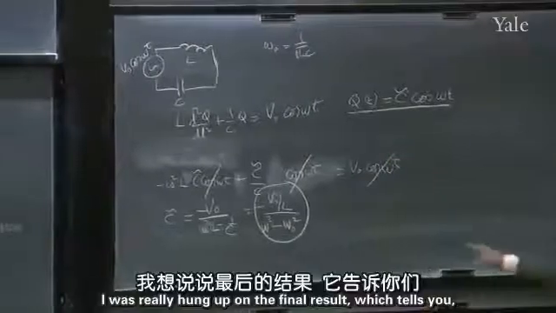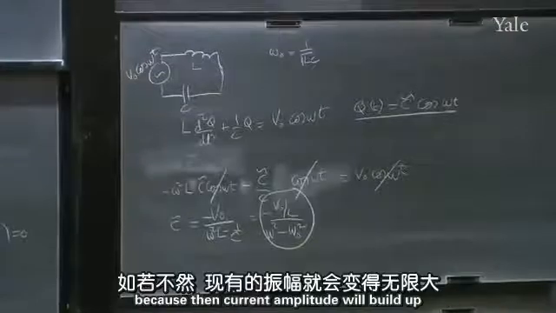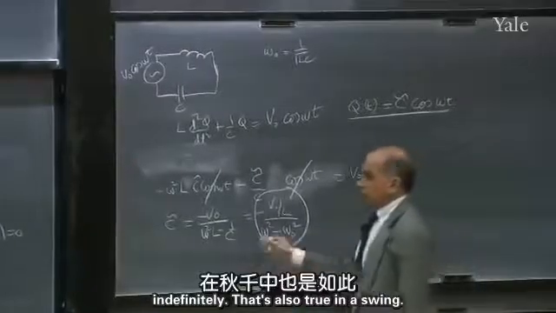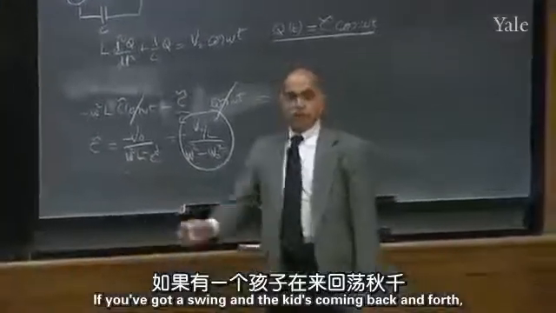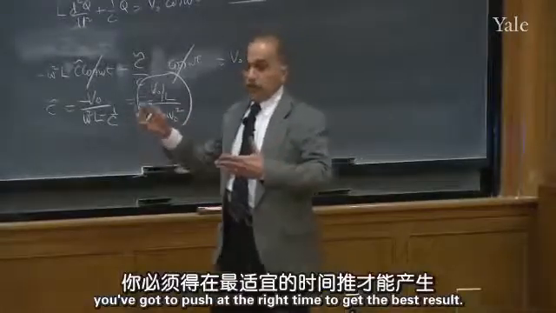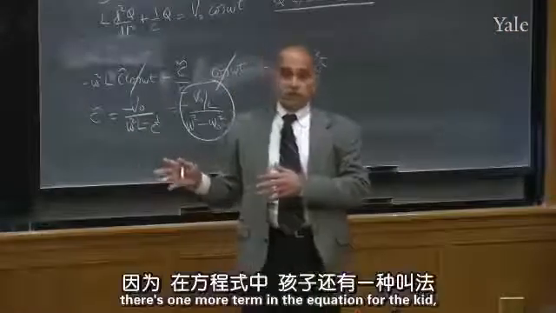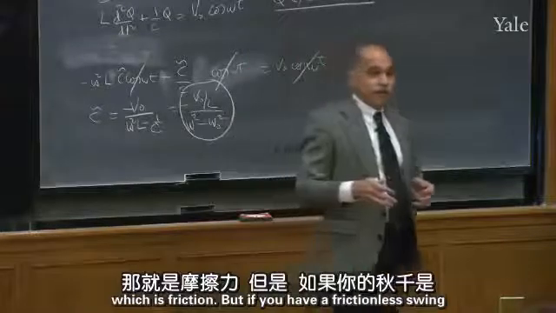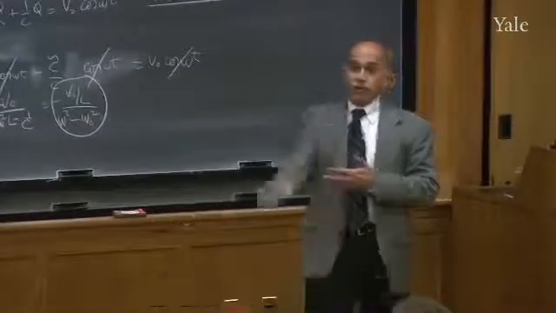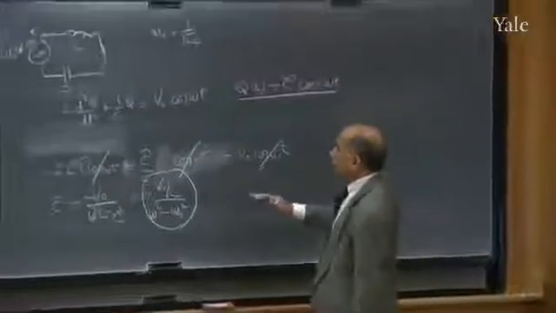I was really hung up on the final result, which tells you you better not drive this at the resonant frequency, because then the current amplitude will build up indefinitely. That's also true in a swing. If you got a swing, and the kid's coming back and forth, and you're reading a newspaper, just pushing the kid, you got to push at the right time to get the best result. And that kid's not going to fly off because there's one more term in the equation for the kid, which is friction. But if you had a frictionless swing, and you're doing this, you got to watch out because soon there'll be nobody around because the amplitude will keep growing. Well, these are unrealistic problems, but I want you to notice one thing.